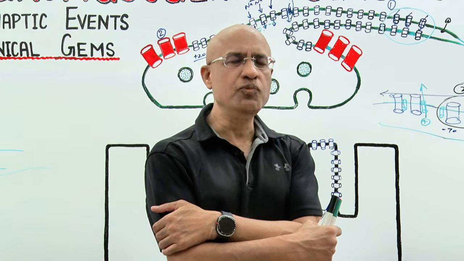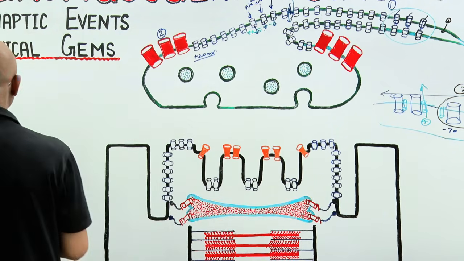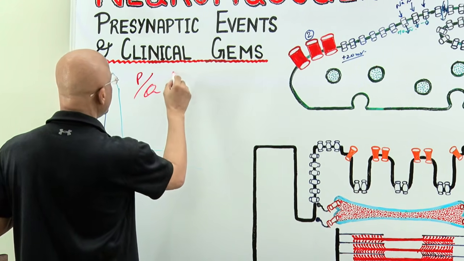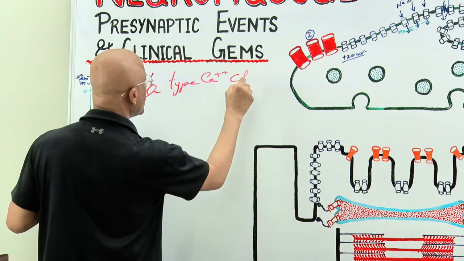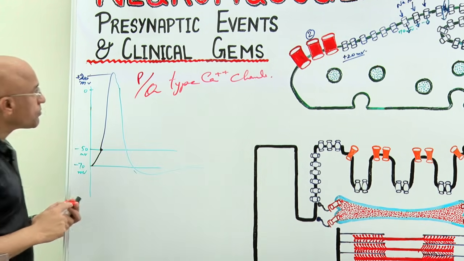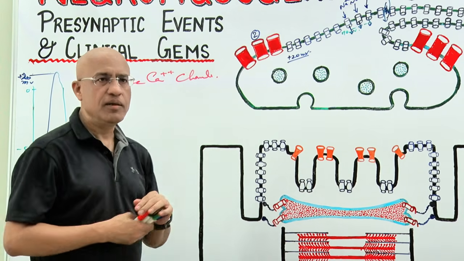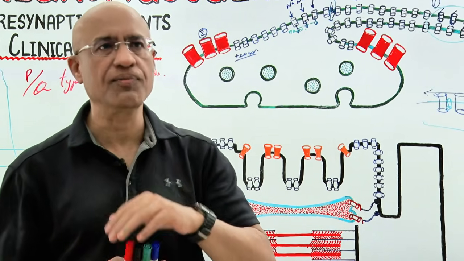There is a very special type of calcium channel. We call them PQ channels. What do we call them? PQ type calcium channels. Now, these are PQ type calcium channels. These are a very special type of voltage sensitive calcium channel.